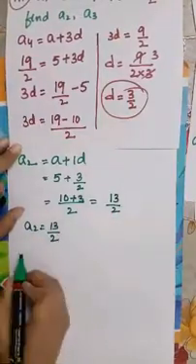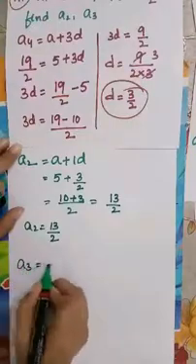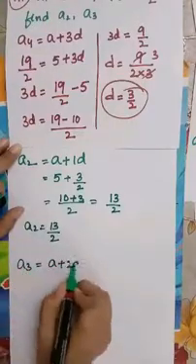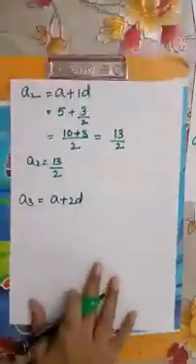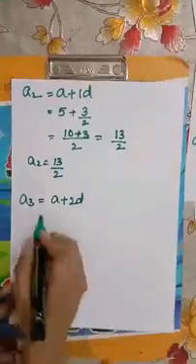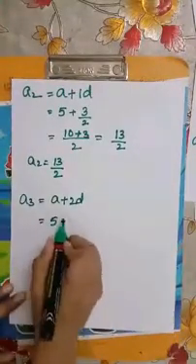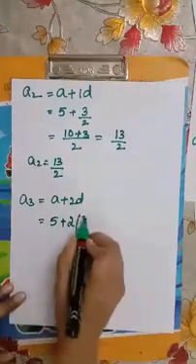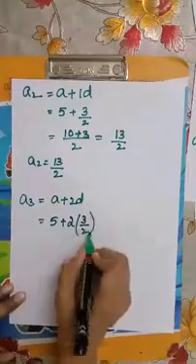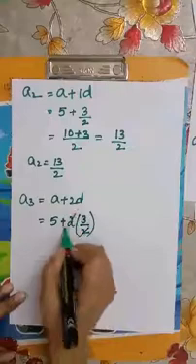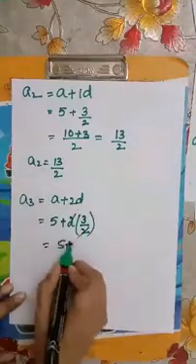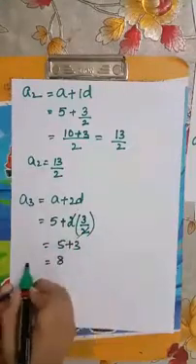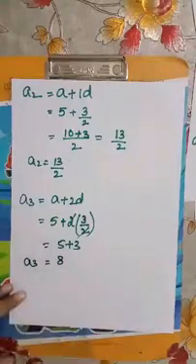What we have to find? One more, that is A3. A3 is A plus 2D. A value is how much? 5 plus 2 into 3 by 2. 2 ones cancel, that is 5 plus 3, 8. We got the A3 value as 8. So let's move to the next bit.